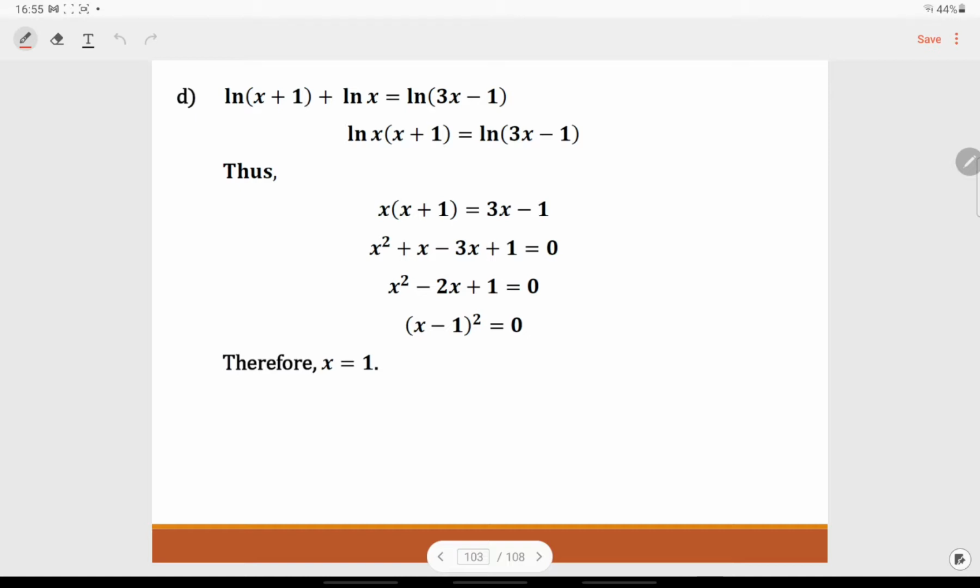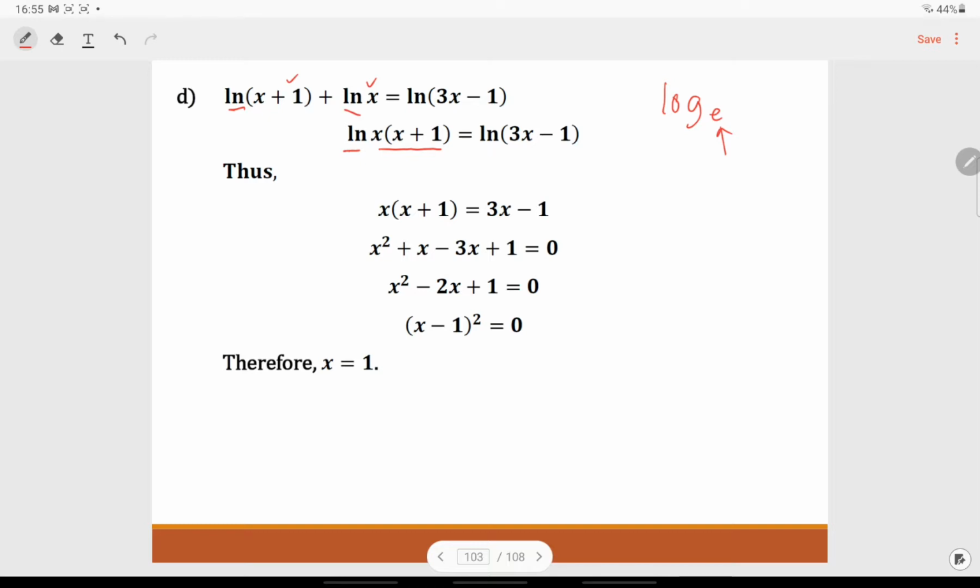Now we have ln. ln is log to the base e, so e is the base. ln of (x plus 1) plus ln x equal to ln of (3x minus 1). Because this is also a logarithm, we can use the laws of logarithms to simplify this equation. We have ln and ln here, so we can combine them together into a single ln. Because we have addition, that means we multiply these two.